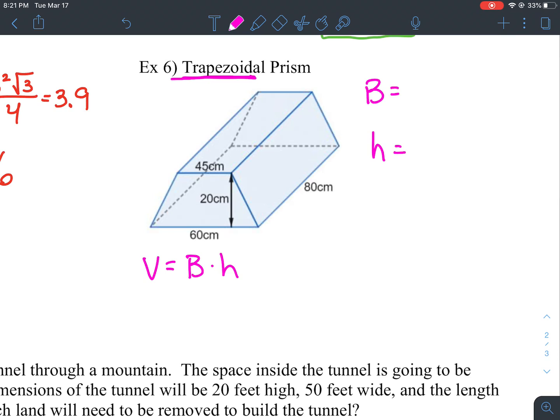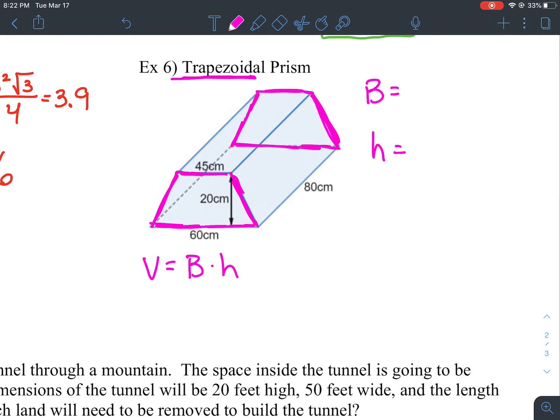Height is not always up and down. Height could be side to side. Height could be front to back. It all depends on the layout of the shape. When it comes to any prism, the bases are going to be across from each other, and since this is a trapezoidal prism, that means these two trapezoids at the front and the back are the two bases. So if I want to know the height, I want to know the distance between them.